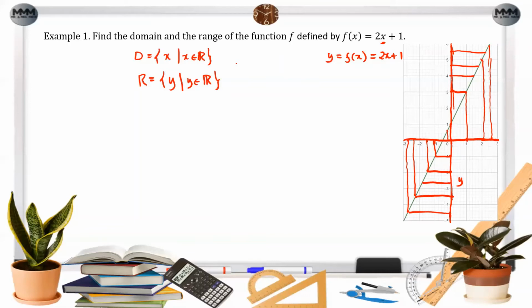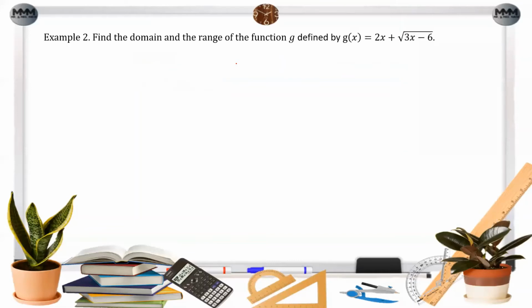Okay, now let's proceed to example number 2. Now we are going to find the domain and the range of the function g defined by g of x equals 2x plus the square root of 3x minus 6. So we are going to find the domain of the function, so the values of x. We start first with the values of x for our domain.